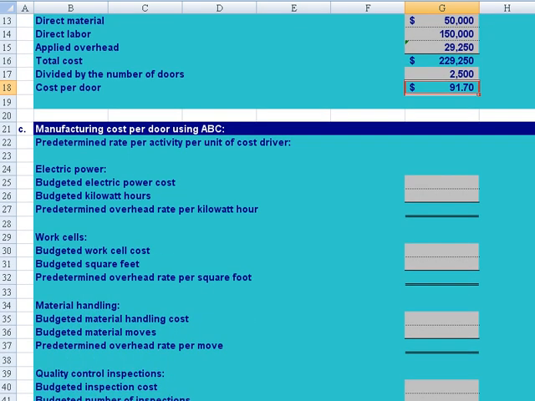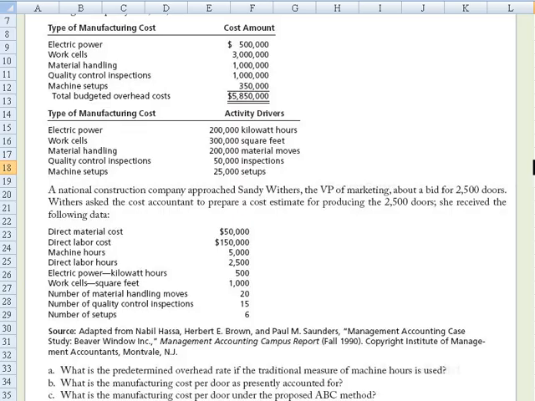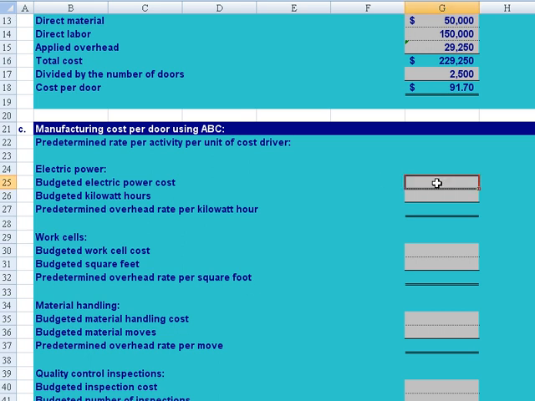Now let me keep sliding up so we've got a little bit more room to work. If we use ABC, we've got to determine the predetermined rate per activity per unit of cost driver. Okay, now let's talk about electric power and the activities that relate to that. If we slide back here, to the left of my mouse we had 500,000 of electric power, and we had 200,000 kilowatt hours. So if we drop that information in, 200,000, I think I did it right. We've got $2.50 per kilowatt hour.